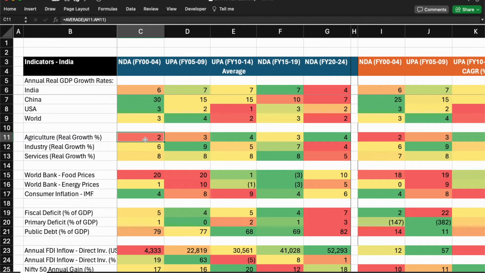In case of agriculture, industry and services, we can see that the UPA government did a lot better job, at least in some of its terms, than the previous government, or at least they have not hampered the growth.